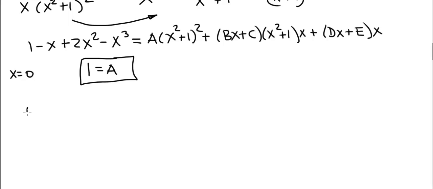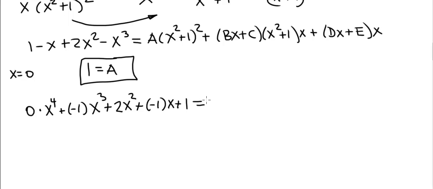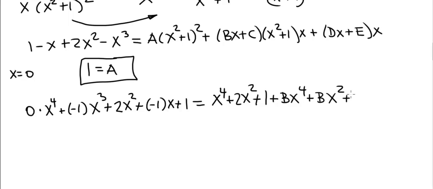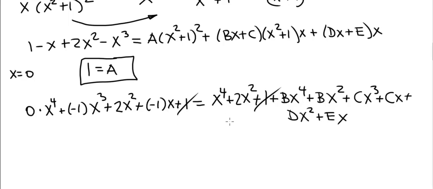Let's rewrite the left hand side as follows: 0 times x to the fourth, plus negative 1 times x cubed, plus 2 times x squared, plus minus 1 times x, plus 1. And on the right, since A is equal to 1, we expand (x² + 1)². That gives us x⁴ + 2x² + 1. Bx times x² is Bx³, times x is Bx⁴. Bx times 1 is Bx, times x is Bx². Cx² times x is Cx³, and then C times 1 is C, times x is Cx, plus Dx² plus Ex. Notice that 1 and 1 cancel, 1 on the left and 1 on the right.